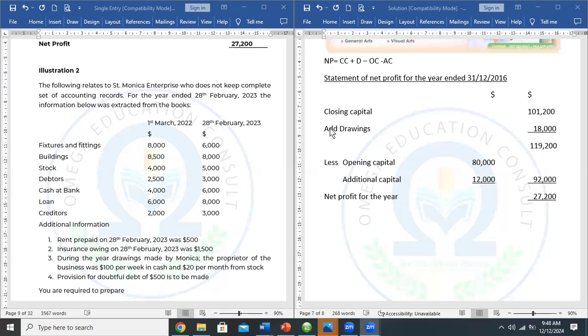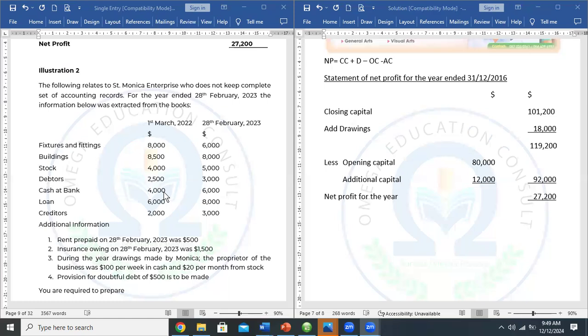Okay, so the point has been that with this information given, it will be difficult for you to prepare your trading account, right? Because you have no information about sales in the first place. Well, you have debtors here, but you only have the opening balance and closing balance. You don't know how much was received from the debtors for you to think about even preparing the debtors account to get your credit sales. So it becomes problematic to prepare your trading account with this information. It will be very chaotic.